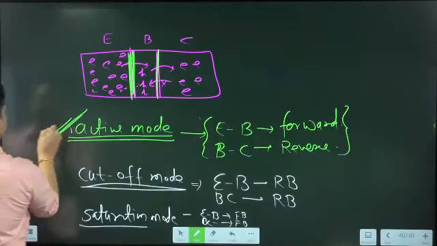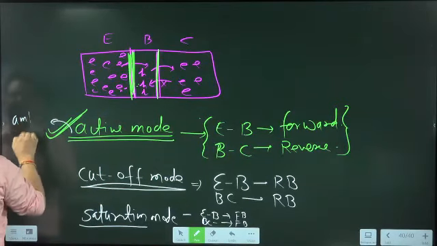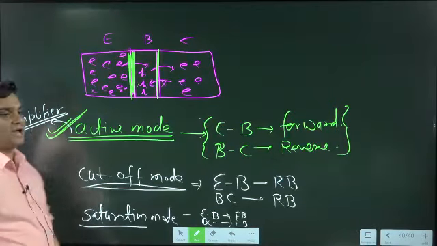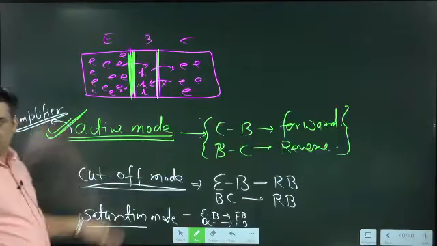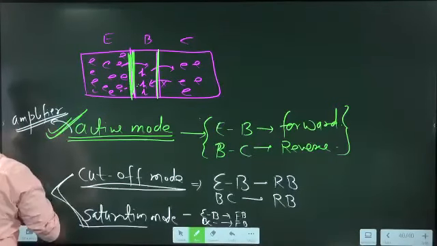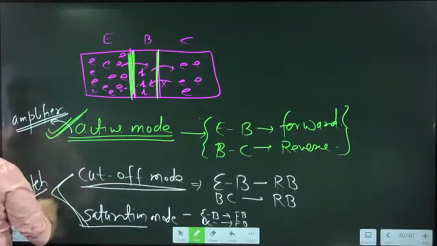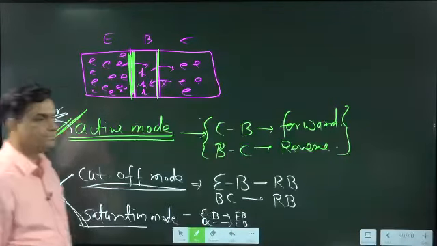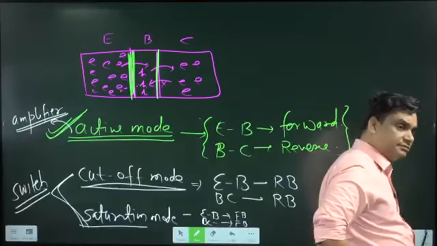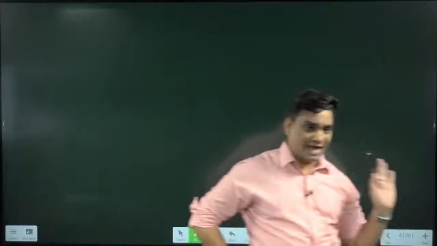In active mode, it is used in the amplifier. Amplifiers are always used in the active mode. And your cutoff and saturation modes are basically used in the switch. So these are the things here. Remember about your active mode.